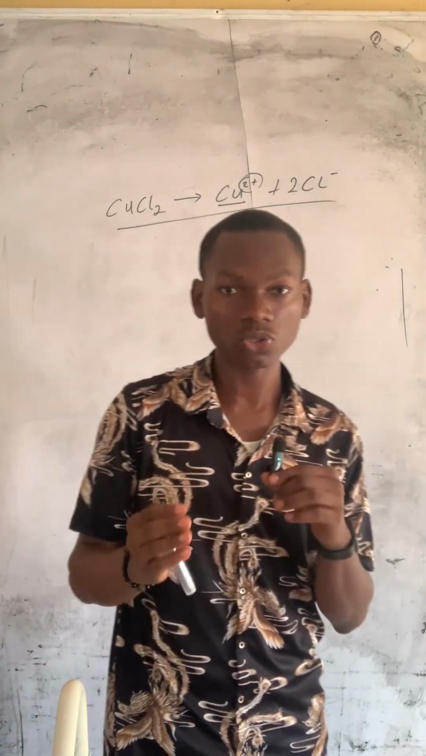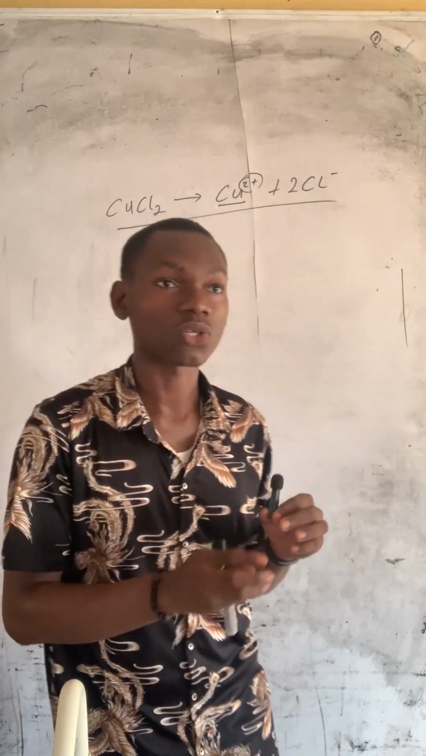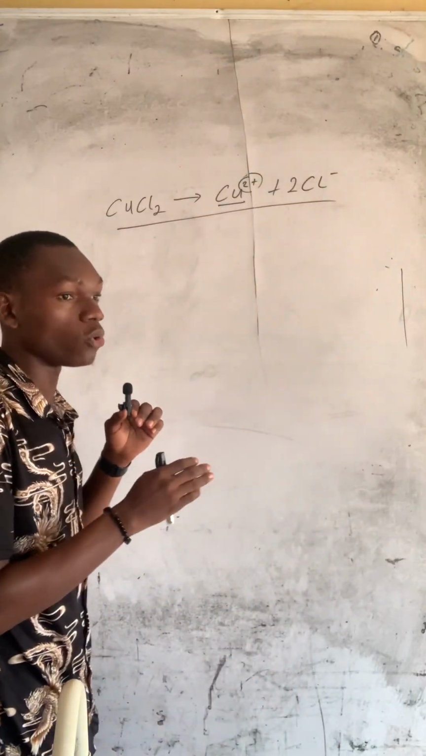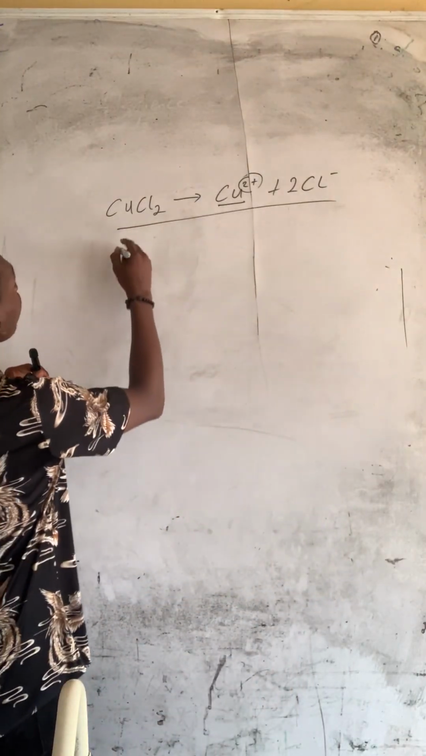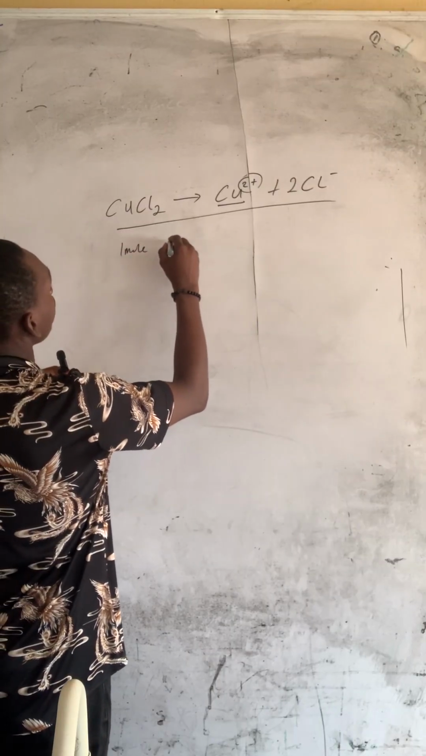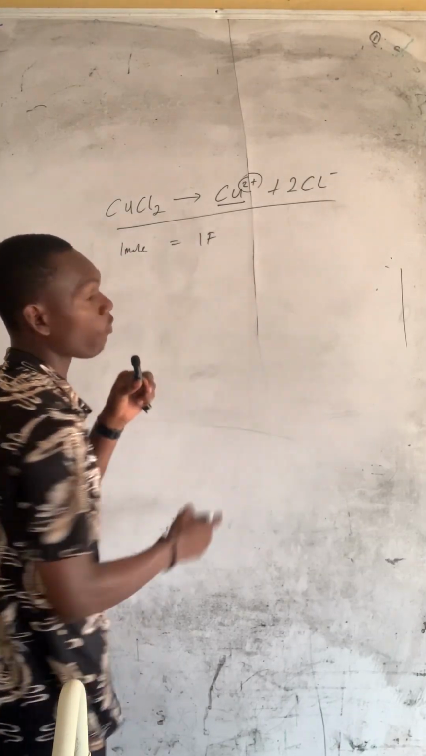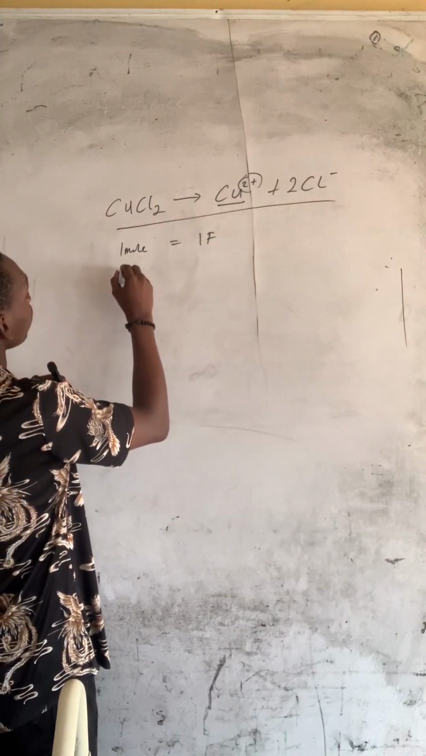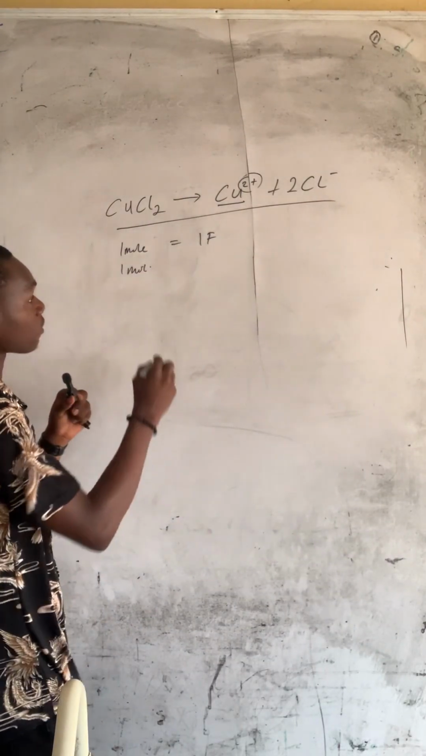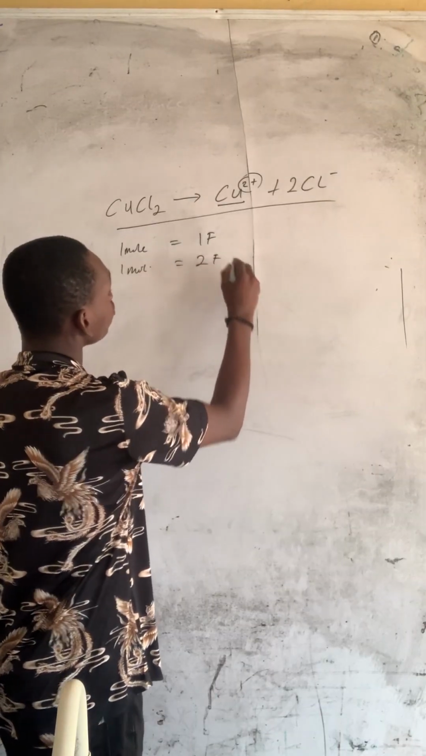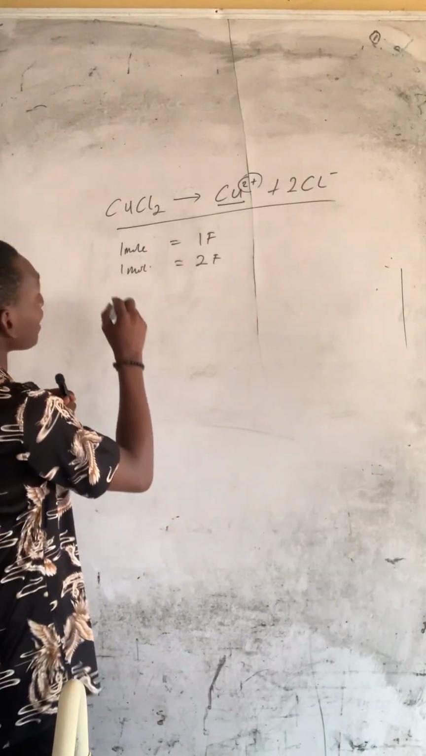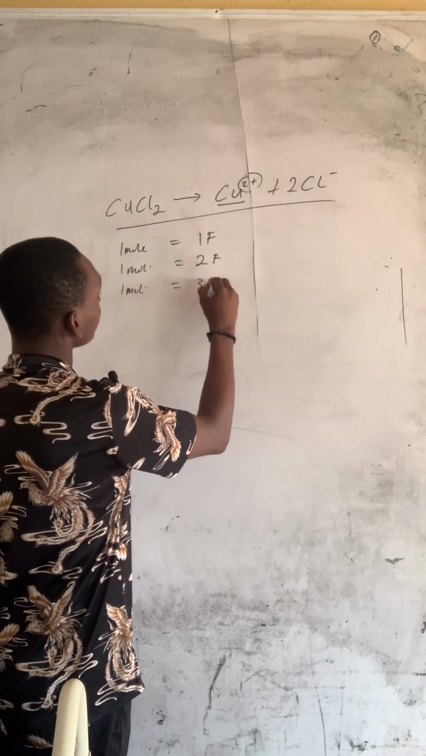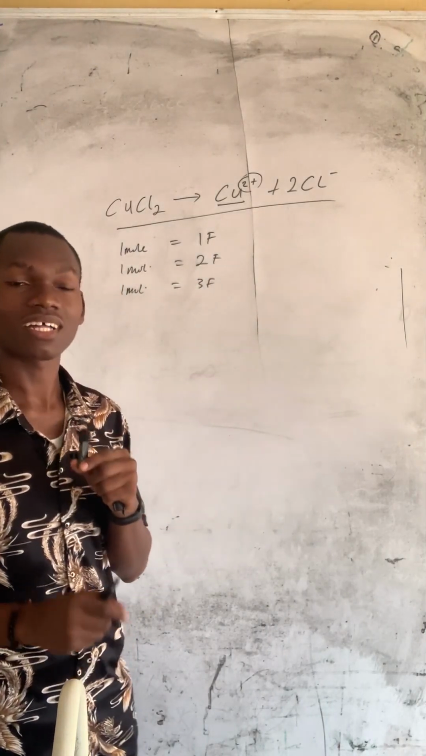Now remember the laws of electrolysis. It states that 1 mole of a monovalent metal is equal to 1 Faraday. Now, if it's a divalent metal, 1 mole of that particular metal will give us 2 Faradays. If it's a trivalent metal, 1 mole is equal to 3 Faradays of that particular trivalent metal.